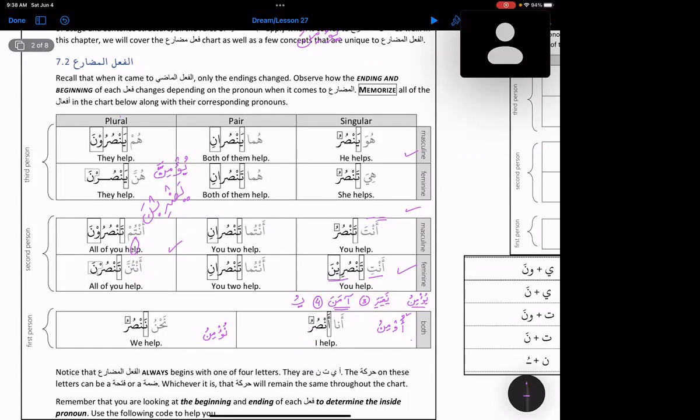Okay, now anta: tadribu, antuma tadribani, antum tadribuna, anti tadribina, antuma tadribani, antunna tadribna. Same like hunna, just we need to change the beginning. Hunna yadribna and antunna tadribna. So they are almost the same, just the beginning is different. Then ana? Adribu, yes, very good. Nahnu nadribu. Very good.